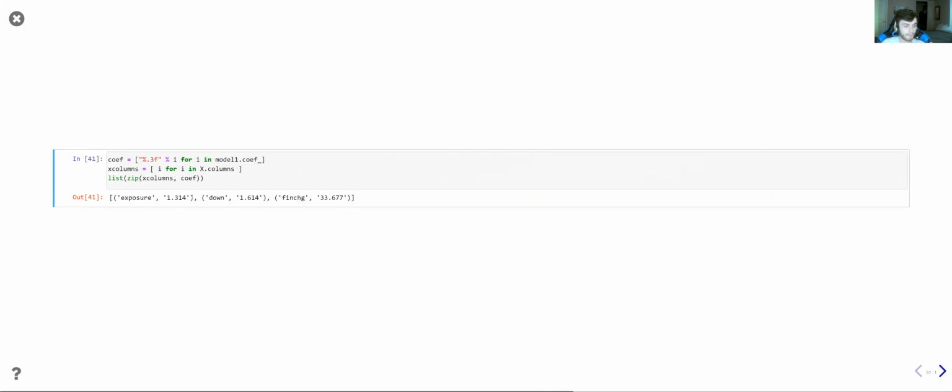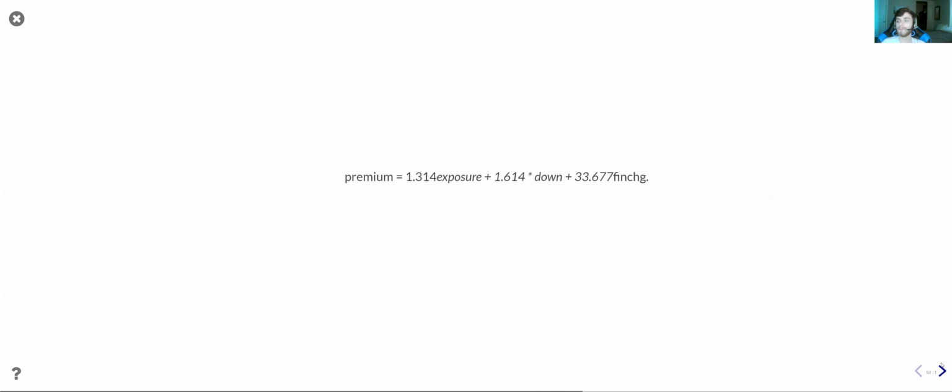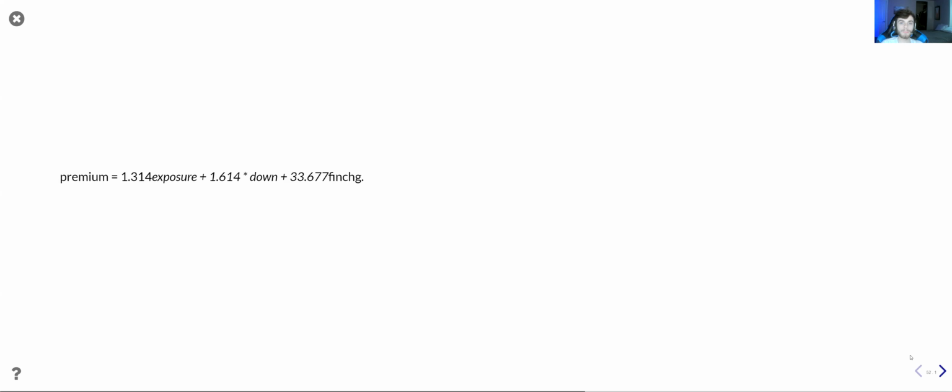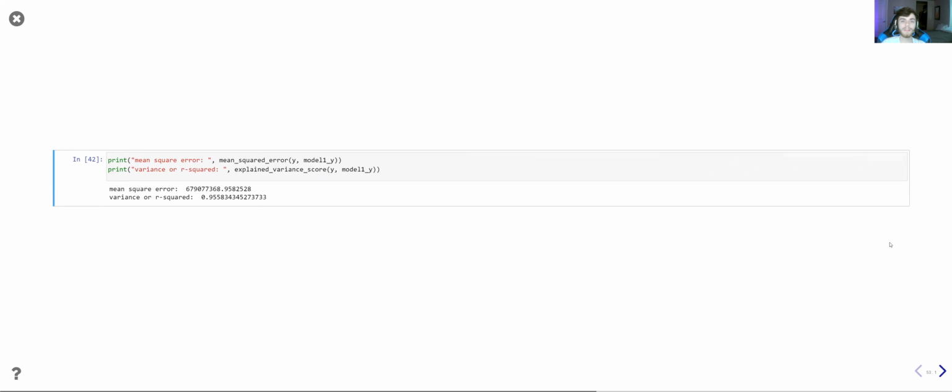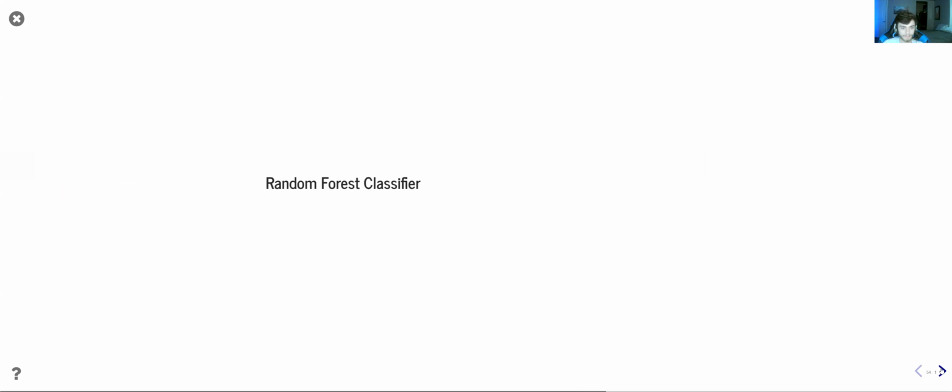And we see here we have different variables that are associated with it, which we can convert to an mx plus b sort of relationship. So we're seeing premiums is 1.314 times exposure plus 1.614 times down plus 33.677 times finance charges. So we can see that finance charges have a substantial impact on the premiums moving forward. And when we do more analysis on that, we have a massive mean squared error, but we have a very high R squared, and so this model can still have accuracy.